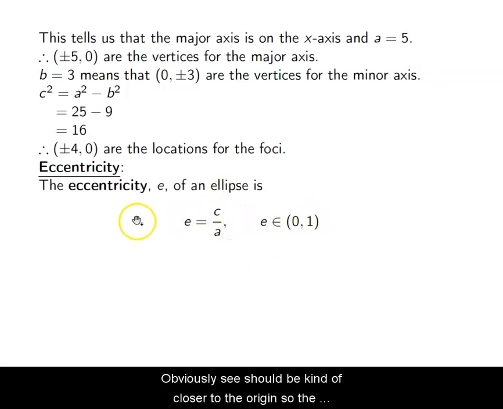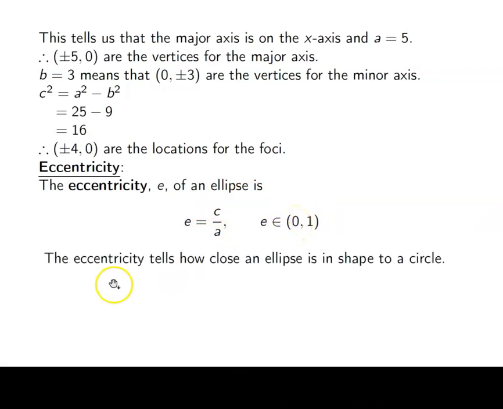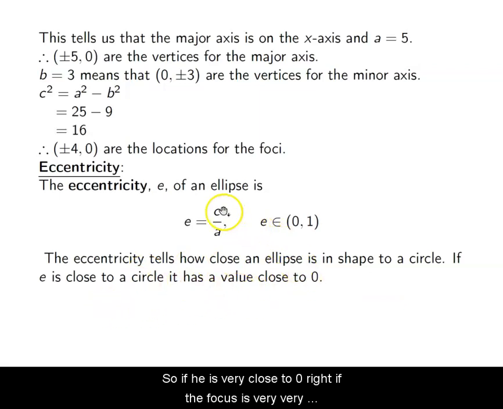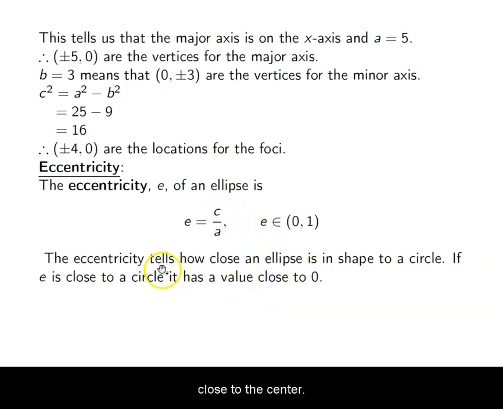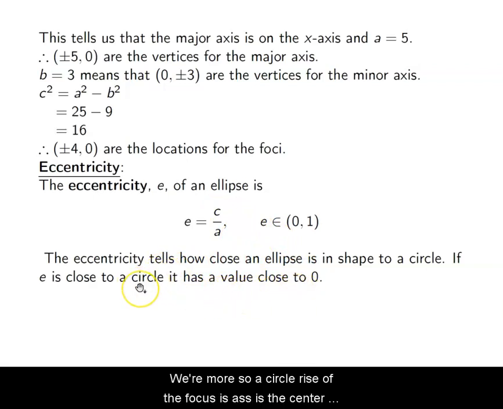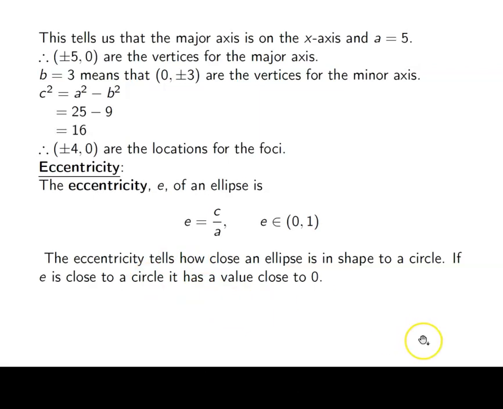Obviously, C should be kind of closer to the origin. So the closer that C is to the origin, then the closer this value is to 0, right? Because you have a small number over a larger number, like 1 over 1,000, for instance. That's a small value. It'll be closer to 0. The eccentricity tells us how close in shape an ellipse is to a circle. So if E is very close to 0, right? If the focus is very, very close to the center, then we're more so a circle, right? So if the focus is the center, then we have a circle, because then that means that the distance from every point to the edge is the same, right? It gives us a circle.